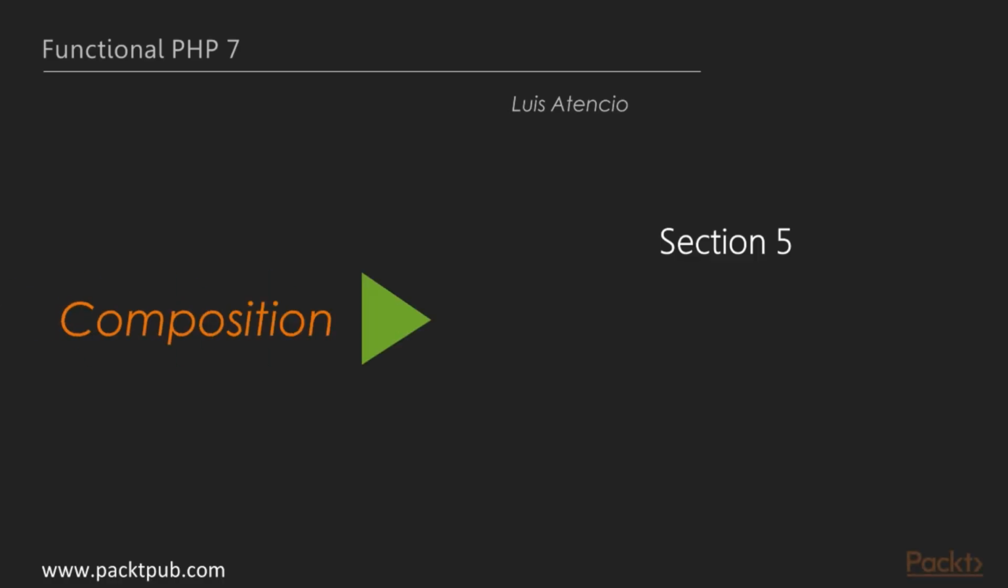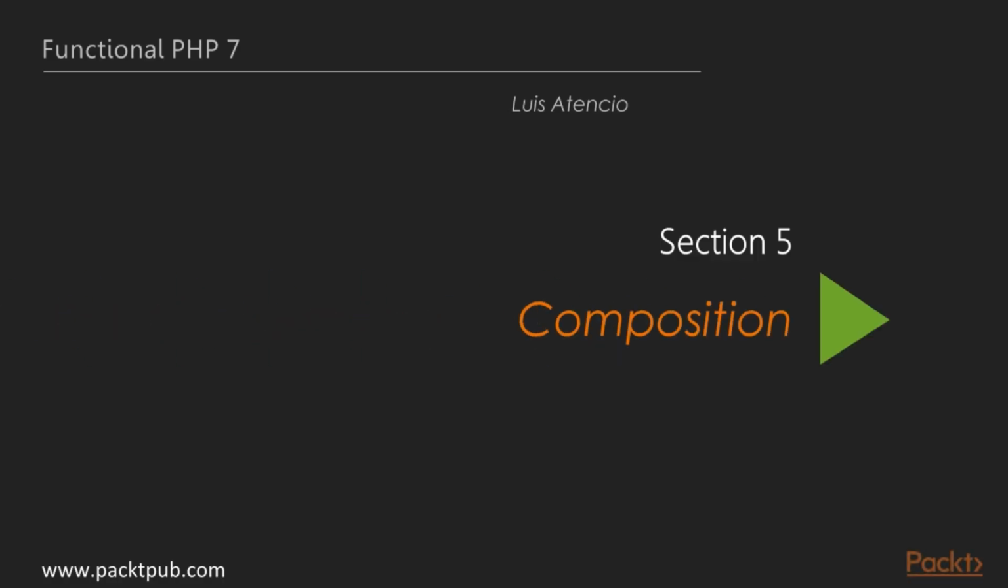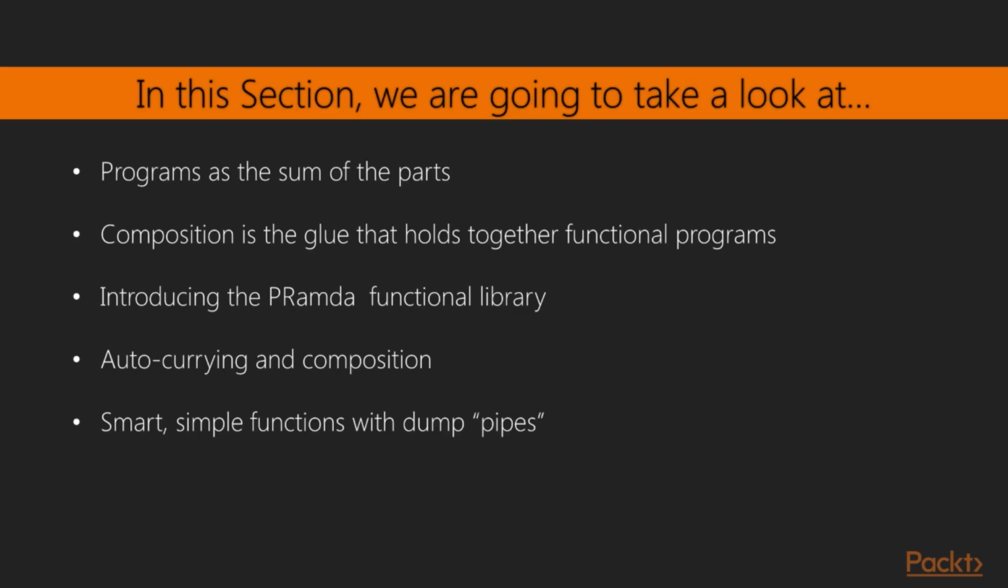Hello, I'm glad you can join us for the last section where we look at function composition. In this section, we're going to learn that programs are nothing more than the sum of their parts, the sum of the composing functions. Composition is actually what glues together your functional programs, or the orchestration of your functions. We're also going to be introducing the Plambda functional library, which is based on the lambda.js JavaScript library for functional programs, but ported to PHP.